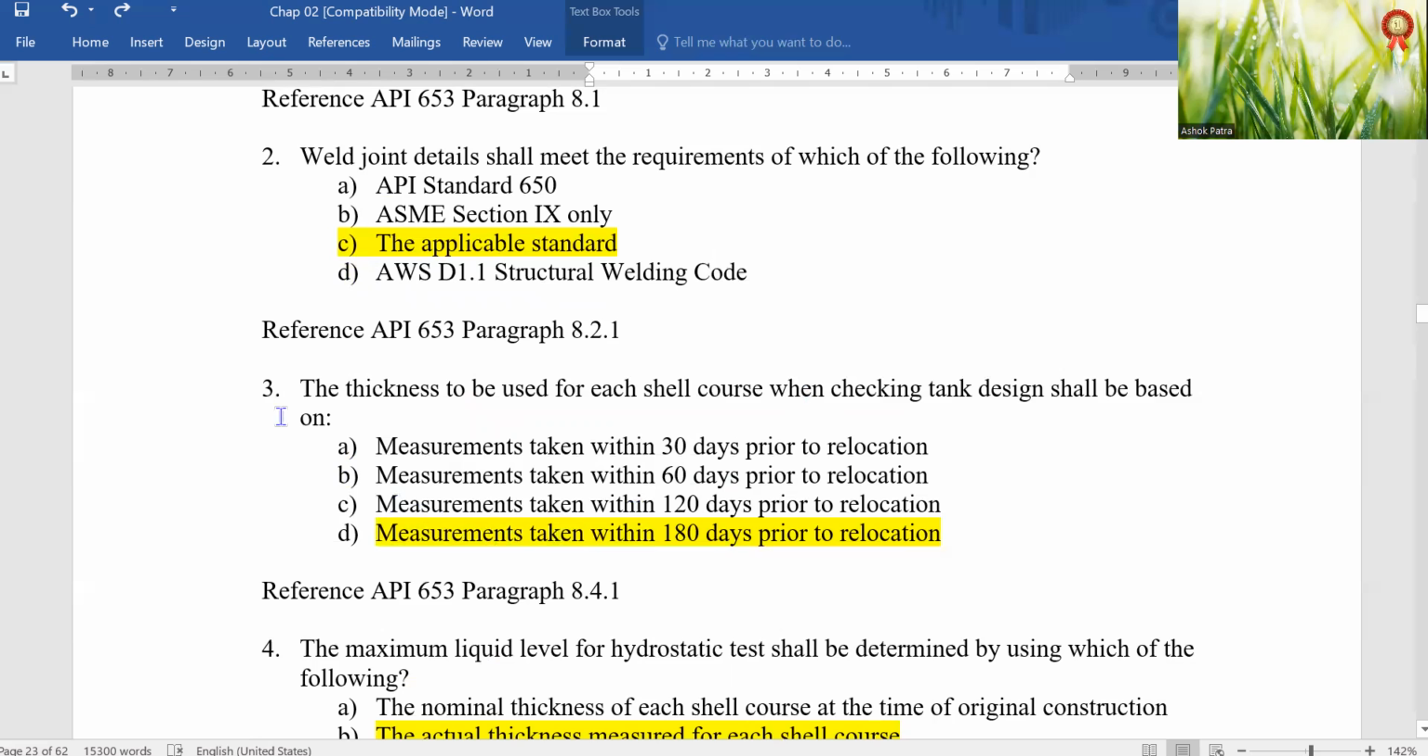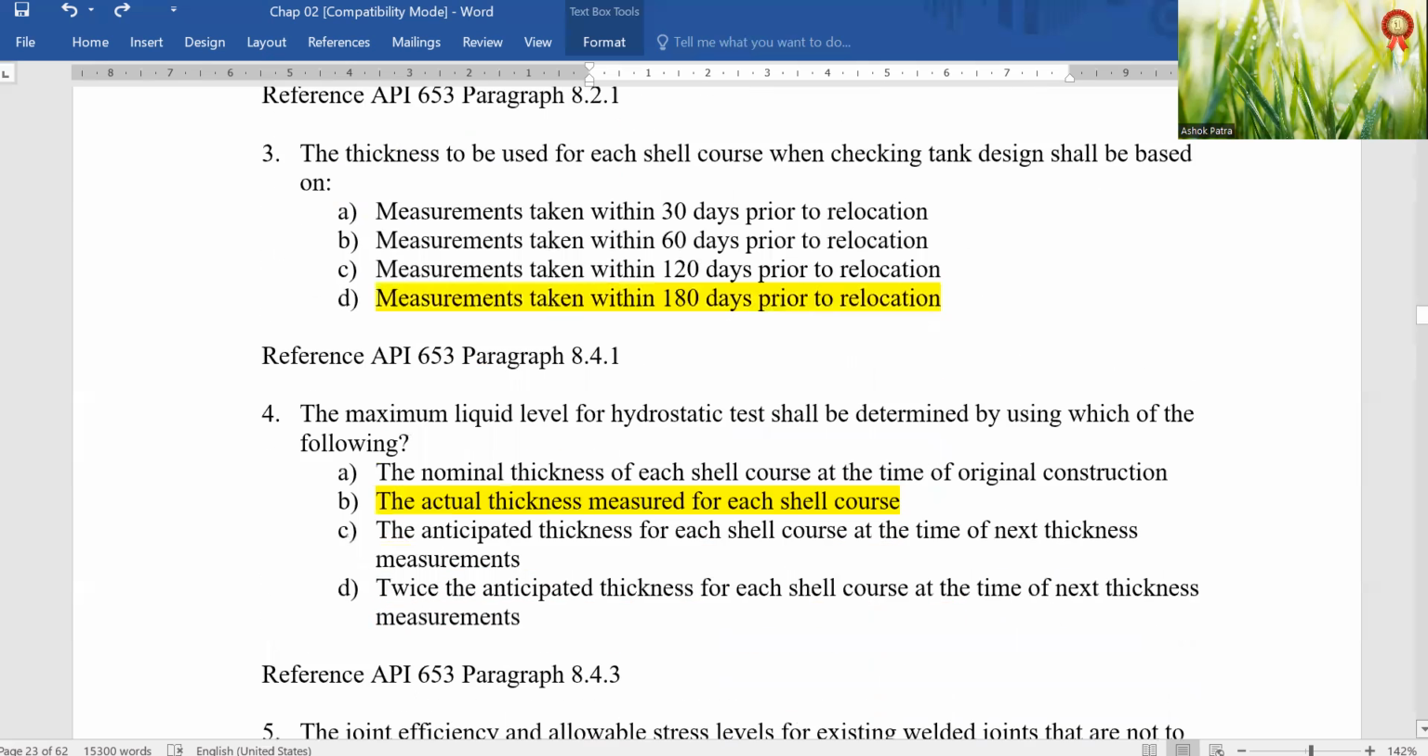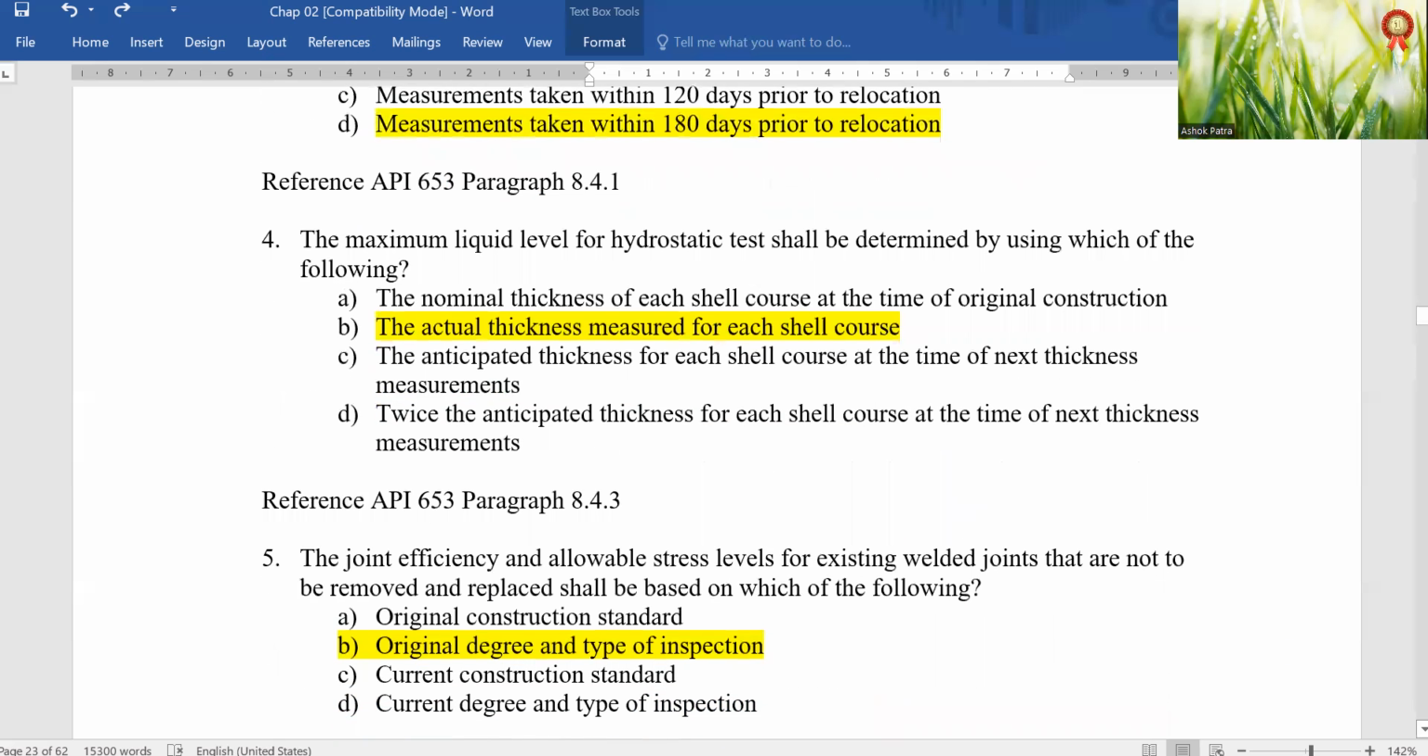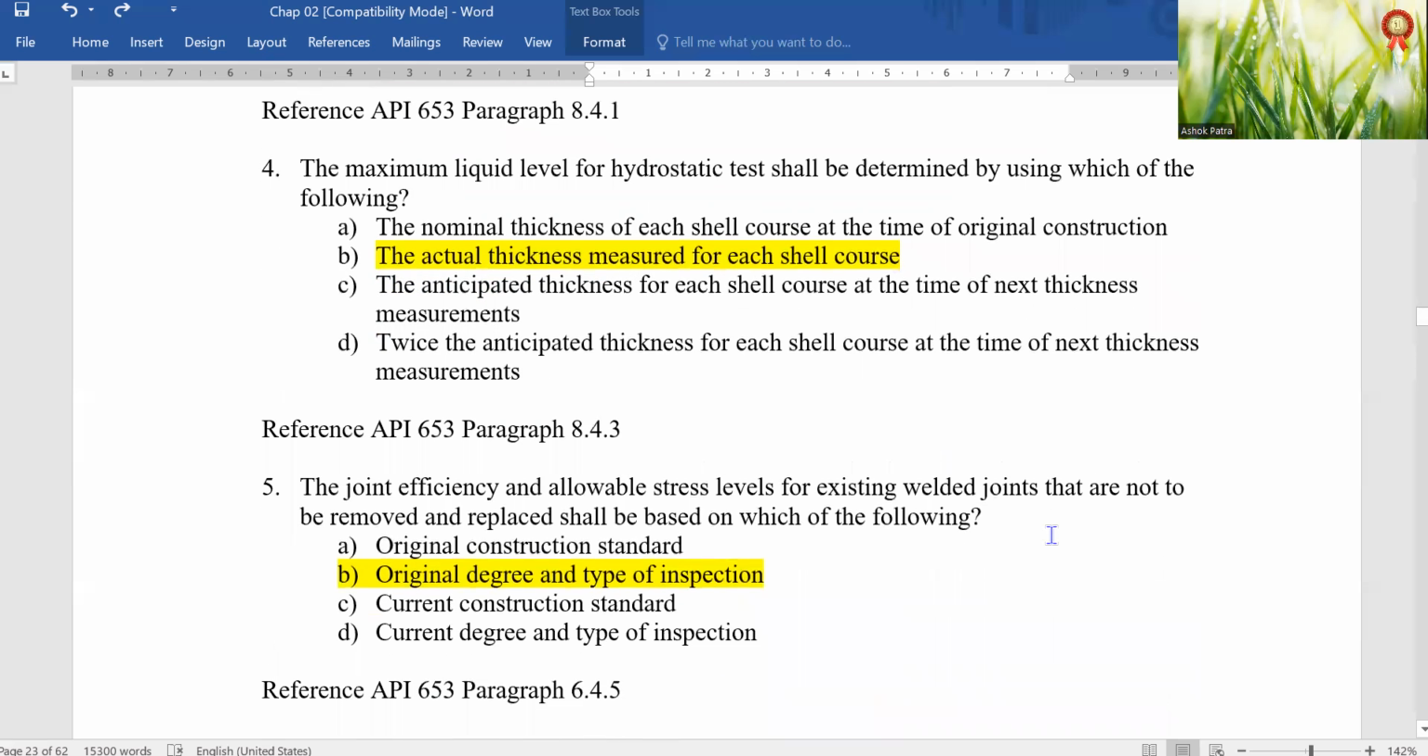You can see. The thickness to be used for each shell course when checking tank design shall be based on measurements taken within 180 days prior to relocation. When you relocate, all things are to be checked within 180 days. If it is more than 180 days, you cannot use it, so you have to take the thickness again. The maximum liquid level for hydrostatic test shall be determined by using which of the following? The actual thickness measured for each shell course.